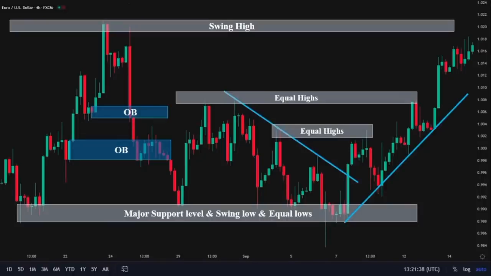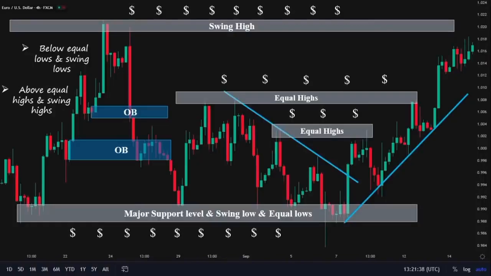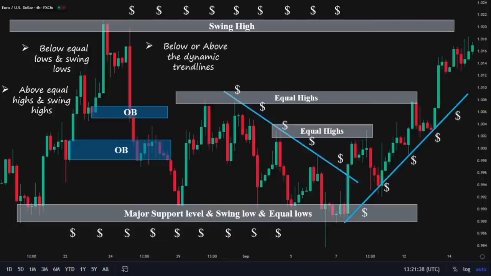We can find liquidity below equal lows and swing lows. Above equal highs, swing highs. Below or above the dynamic trend lines or channels. Below or above order blocks. Now we know the basics of liquidity and inducement.